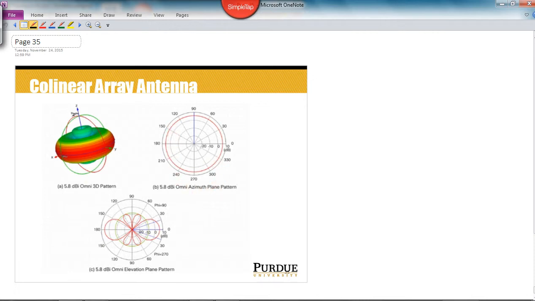Notice that the pattern in the orthogonal plane is directional here. So this one's directional. So since this is non-directional and this one is directional, again, this is an omnidirectional antenna. Here we see that the resulting gain for this omnidirectional stack is about 5.8 dBi, and it's got an elevation beam width indicated here of about 38 degrees.